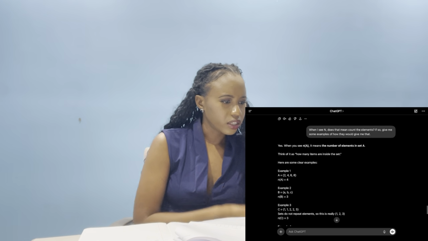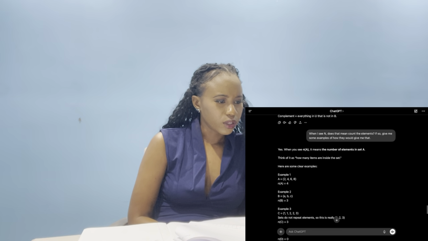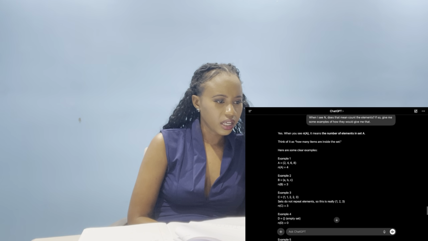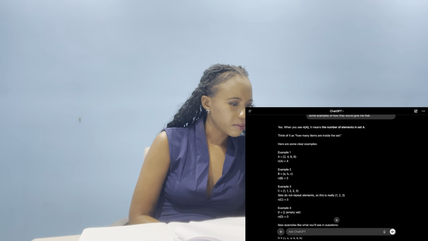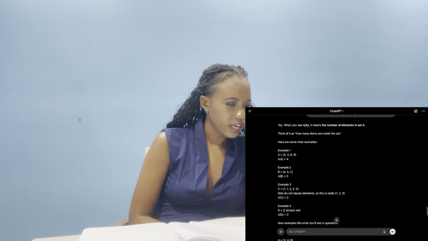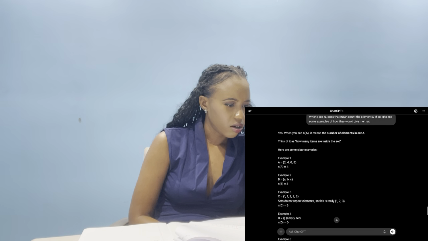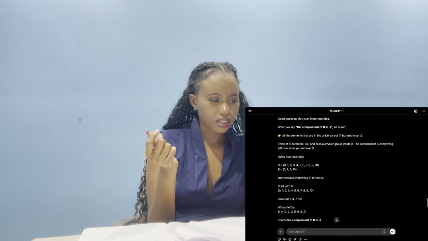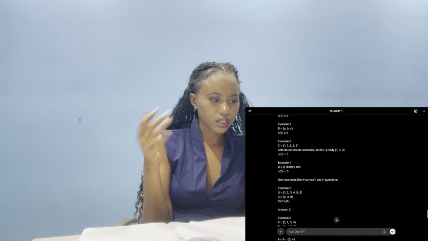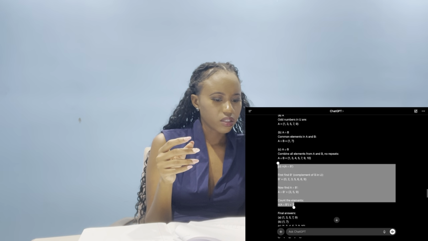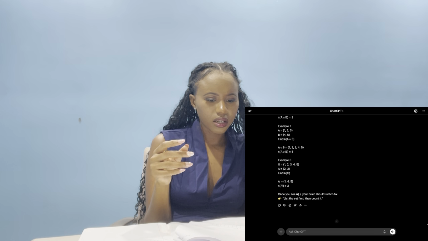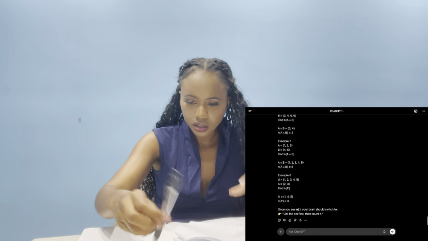Okay, so yes, when you see n of A, it means the number of elements in set A. Think of it as how many items are inside the set. Here are some clear examples. So when I see n of such and such, that's telling me to count how many elements are in that. Alright, so they explained it to me, so now let's answer this question.